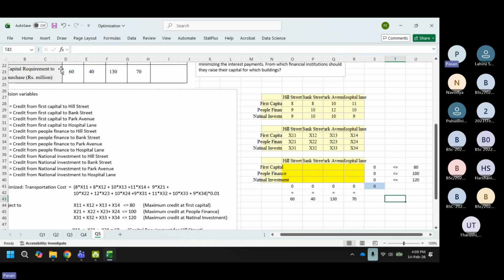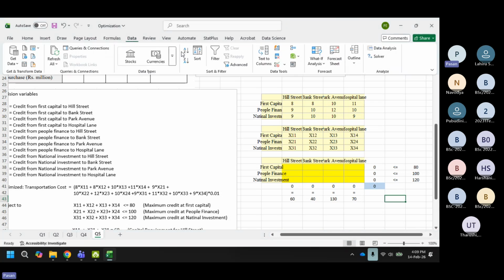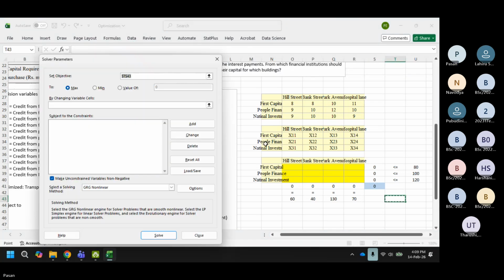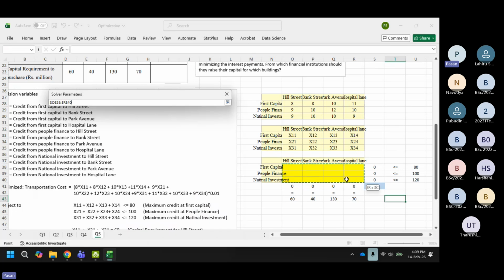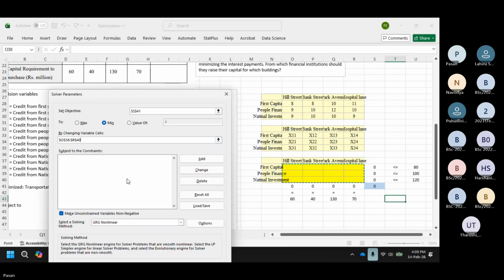And let's go to the solver. So this is my objective cell. And now make sure that I'm doing the minimization here. And by changing the set of cells here, and I can add the constraints.